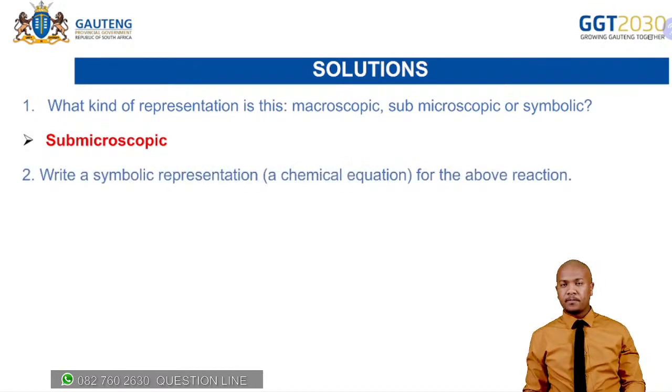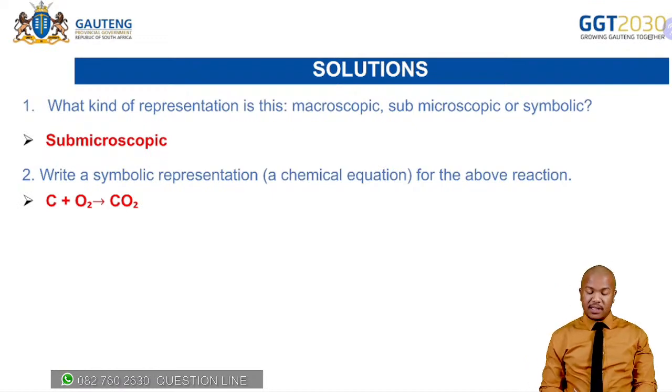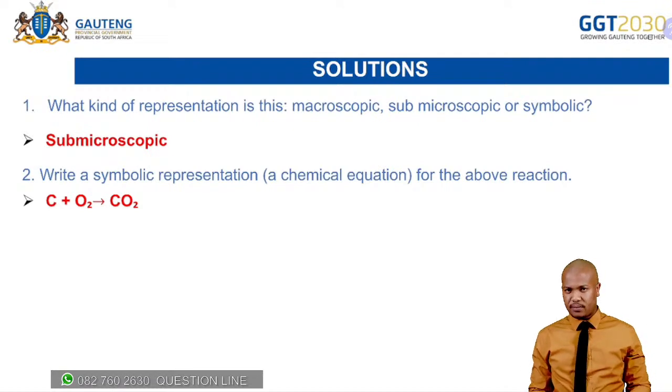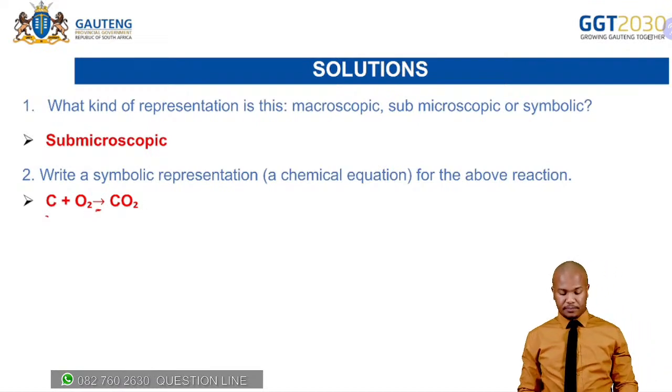Number 2, write a symbolic representation, a chemical equation, for the above reaction. It's supposed to be in this form. Carbon plus oxygen forms carbon dioxide. Are we together? Carbon plus oxygen forms carbon dioxide.